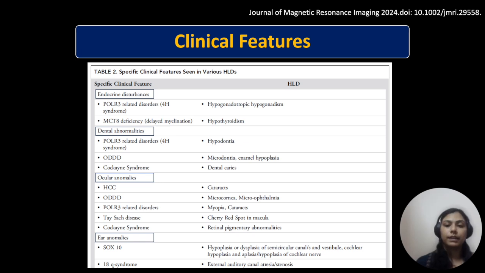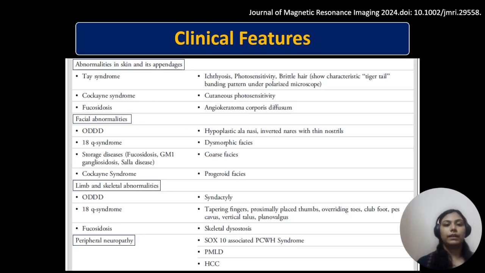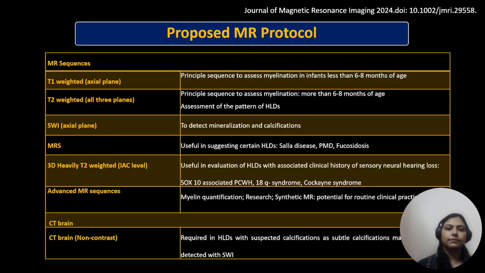Apart from the general clinical features which we discussed, including nystagmus, ataxia, and global developmental delay, there may be certain specific features seen in various hypomyelinating leukodystrophies which can help us in narrowing the differential diagnosis. We'll study these clinical features as we discuss various hypomyelinating leukodystrophies.